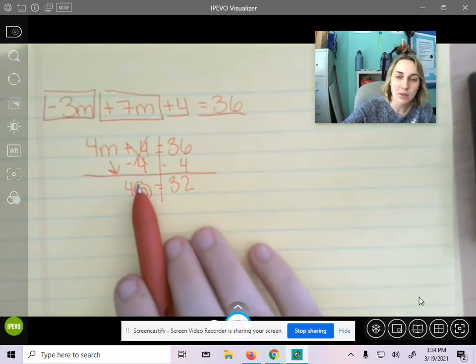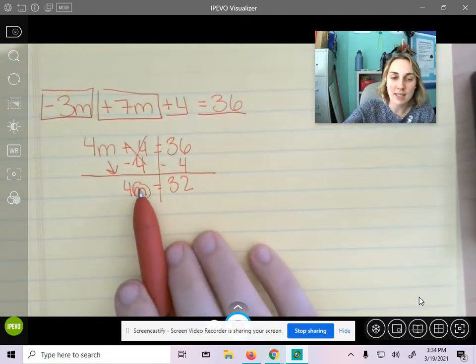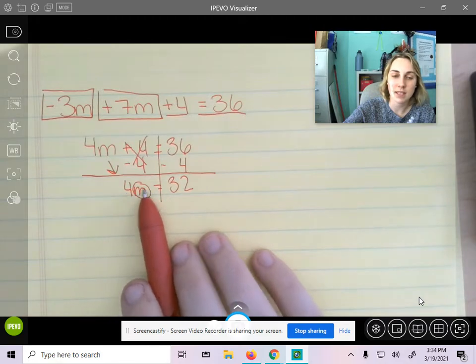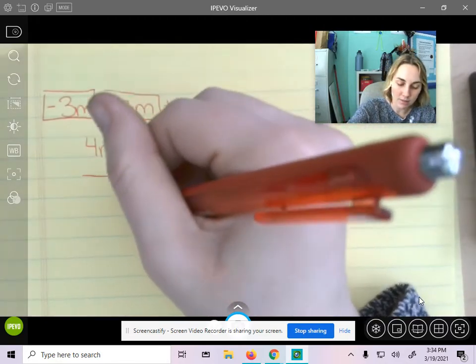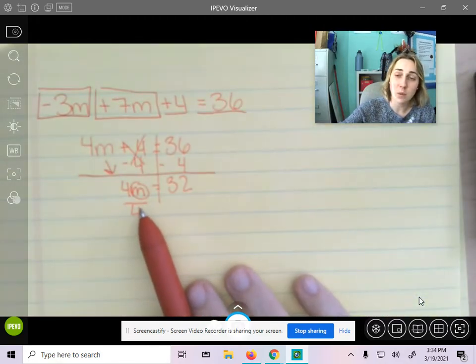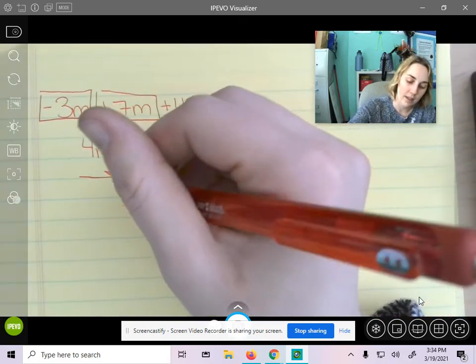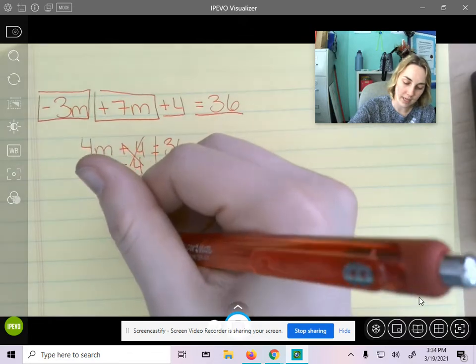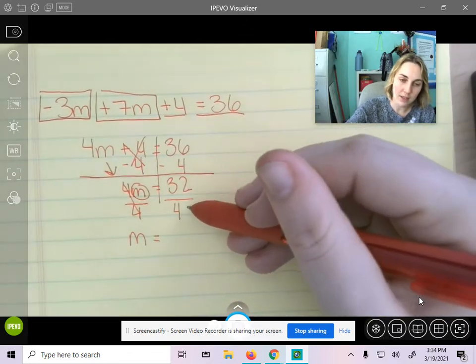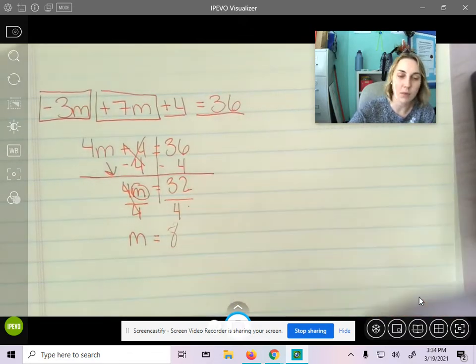So in order to do that, I have to do the opposite of m is getting multiplied by 4. And the opposite of multiplication is division. And if I divide one side by 4, I have to do the same thing on the other side as well. So these cancel out. And m is equal to, well, 32 divided by 4 is going to leave me with 8.